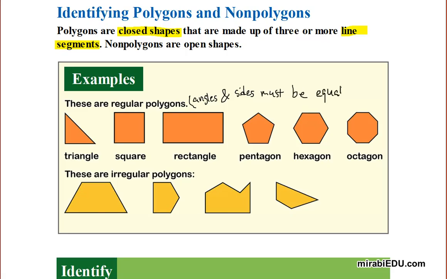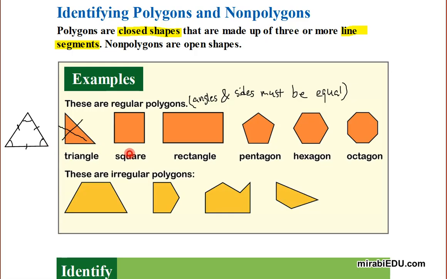So for the first shape, it's clearly not a regular polygon. It's a mistake made by the book. So the regular triangle will look like this. This is a regular triangle. A regular triangle will have 3 equal sides. 1, 2, 3. So sides are equal and angles are also equal to each other.